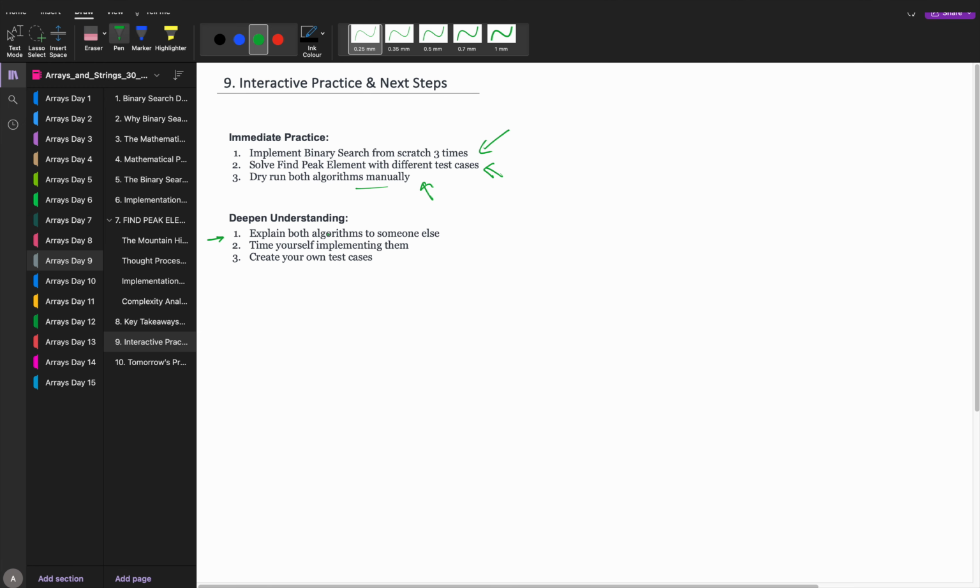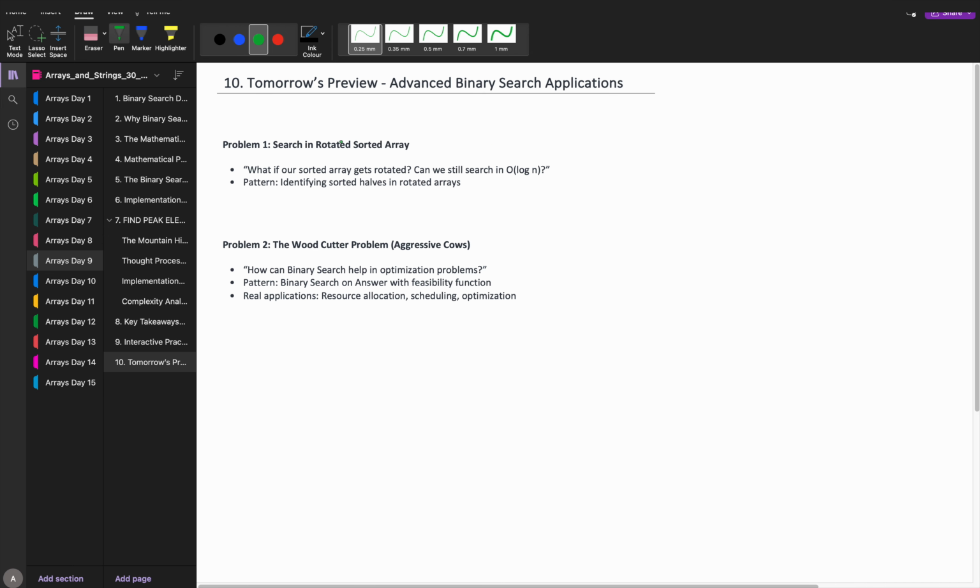Now, deepen understanding: explain both algorithms to someone with some analogy. Time yourself implementing them so that you can do things faster, and you can try to create your own test cases as well. Okay.